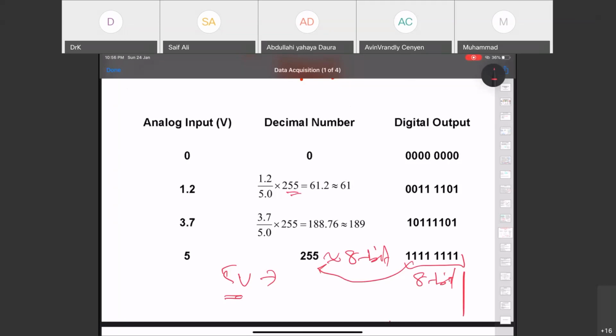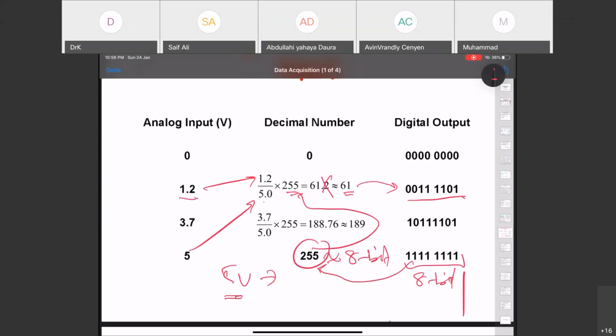If your signal is 1.2 volt, you have to divide by the maximum, and basically you will get 61.2. In decimal, you have to remove the floating point. You go to 61. If you convert to digital, you will have this sequence.